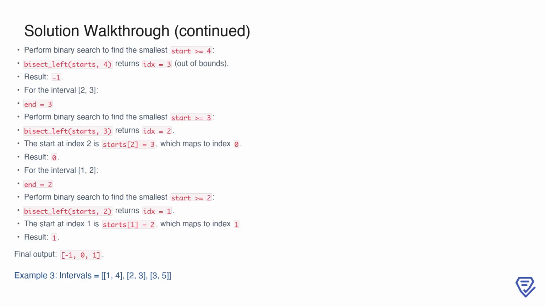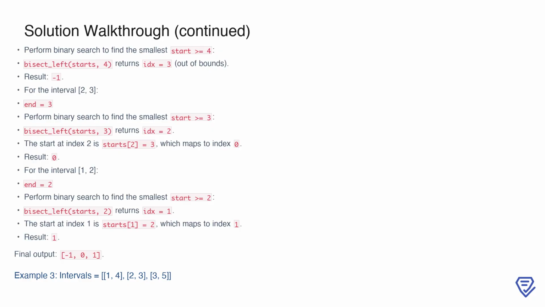Using binary search, we find the smallest starting point greater than or equal to 3. The bisect_left function returns the index 2, where the starting point is 3. This maps to the original index 0, so the result for this interval is 0. For the interval [1,2], its ending point is 2. Using binary search, we find the smallest starting point greater than or equal to 2. The bisect_left function returns the index 1, where the starting point is 2. This maps to the original index 1, so the result for this interval is 1. The final output for this example is [-1, 0, 1].